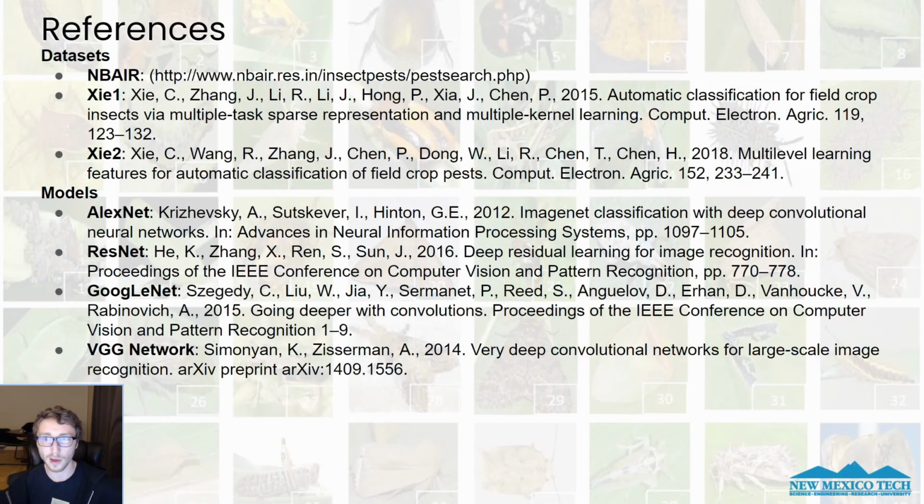So the authors had a number of sources and related works they talked about. Of special importance were their data sets, the NBAIR one here and the XIE ones from here. They named these data sets after the main author of these papers. The models they used, AlexNet, ResNet, GoogleNet, and VGG network, are all given in these papers.